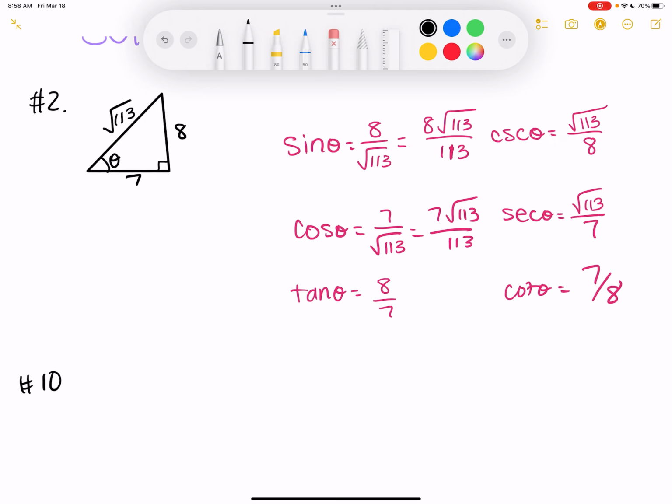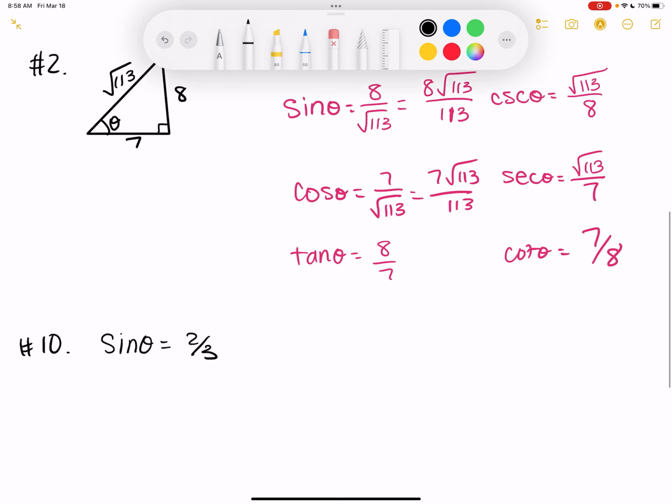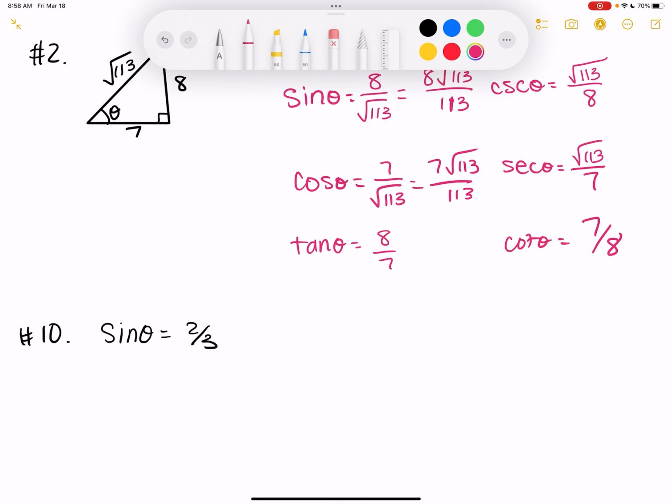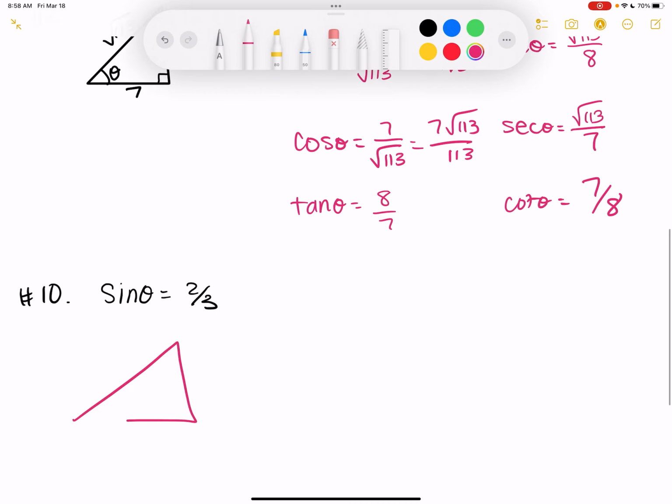Alright. Assume that theta is an acute angle in a right triangle satisfying the given conditions. Evaluate the remaining trig functions. Sine of theta is equal to 2 over 3. So you're given that. You need to draw the triangle.